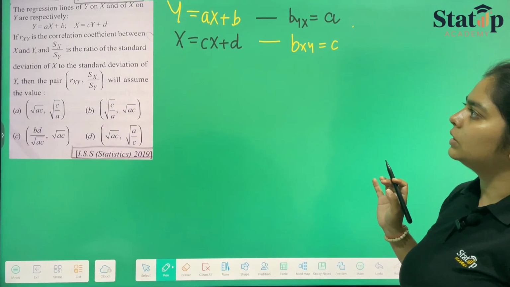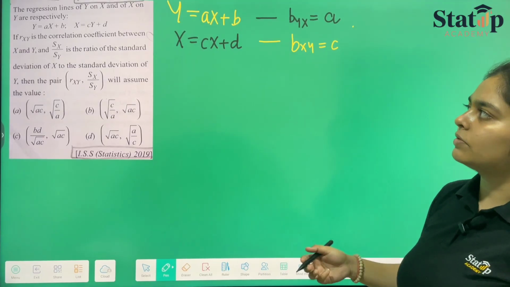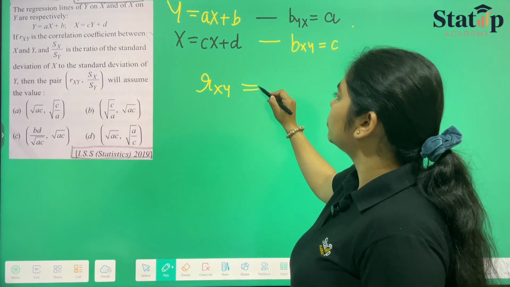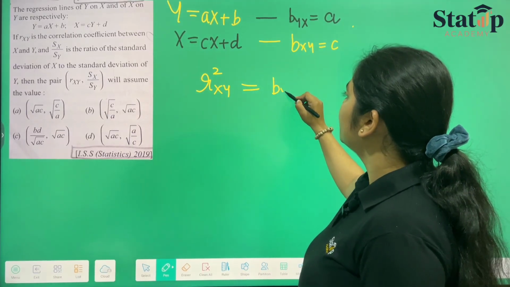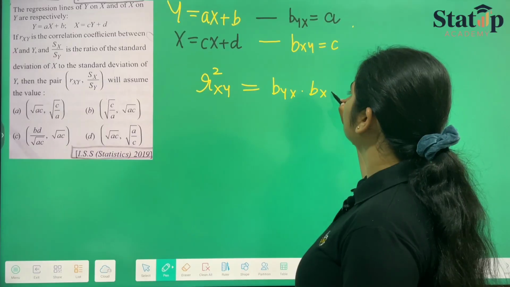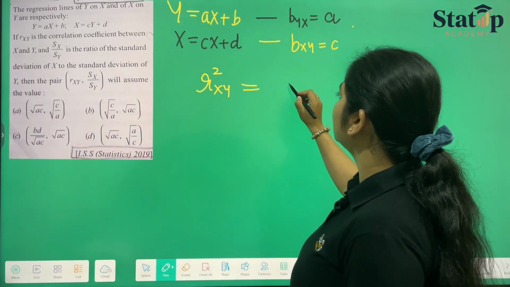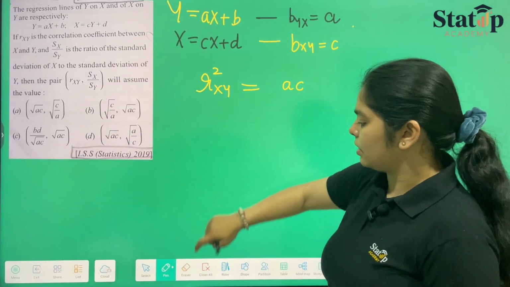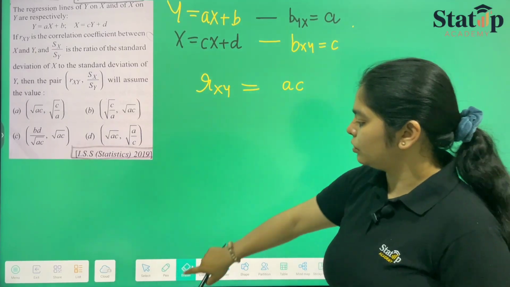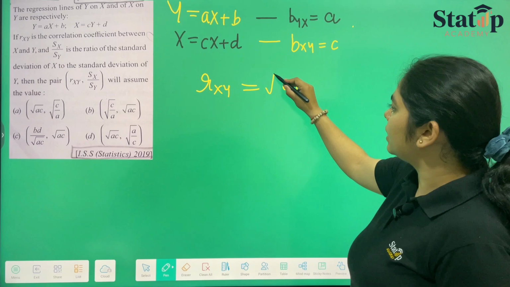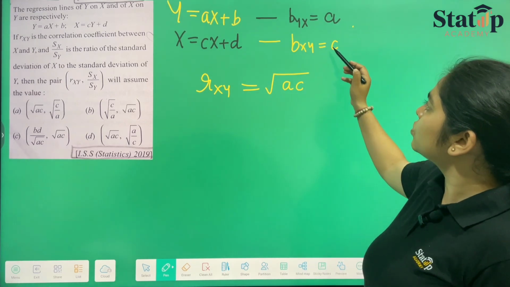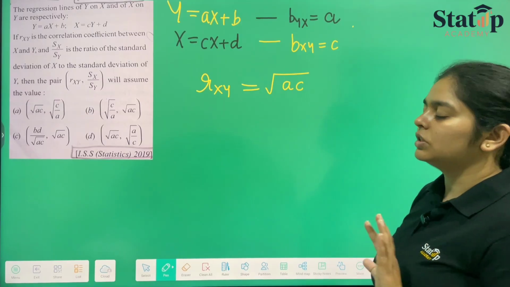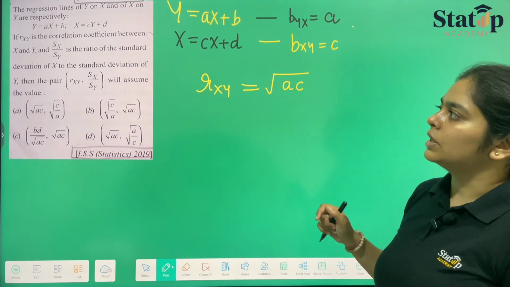So we have calculated this, and they have given us that rxy is the correlation coefficient. The square of rxy is byx into bxy, and from here we can say that it is nothing but a into c. And if we remove the square, it will be under root of ac. Now since these two are positive, this will also be positive. We are not writing the plus minus sign, we'll just put it positive. So the first thing we have calculated.